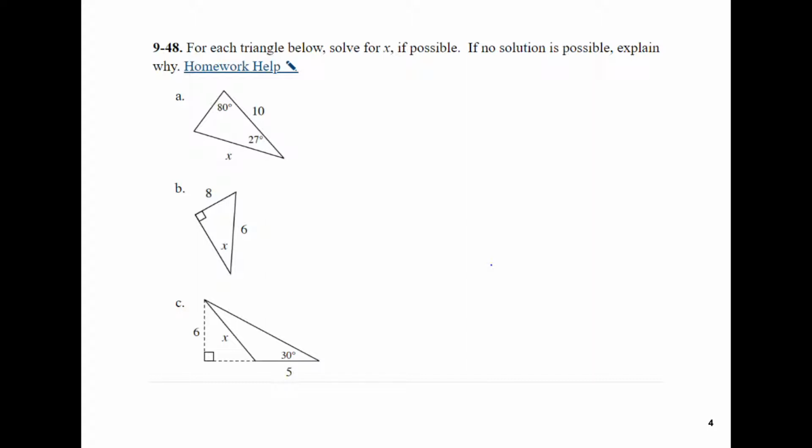9-48 says, for each triangle below, solve for x if possible. If no solution is possible, explain why. So looking at question A, I know that a triangle adds up to 180 degrees. So I can find my missing angle by doing 180 minus 80 minus 27, which gives me an angle measurement of 73 degrees. I know that 10 is directly across from 73 degrees, so I can set up a proportion. 80 is directly across from x.